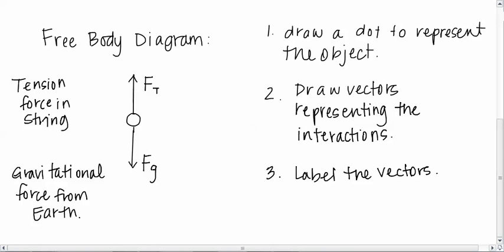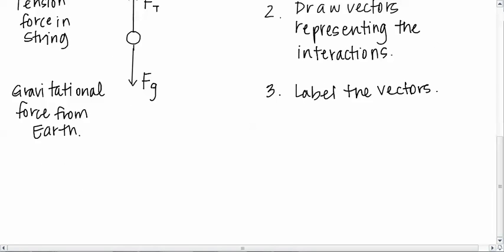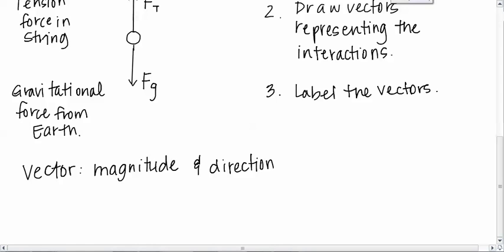So now, what is this vector business? A vector is a quantity that has both magnitude and direction. Magnitude means number or amount, and the direction is indicated by the arrow. So the string is holding the mass up, and the gravitational pull of the earth is down on the object. And that is a free body diagram.